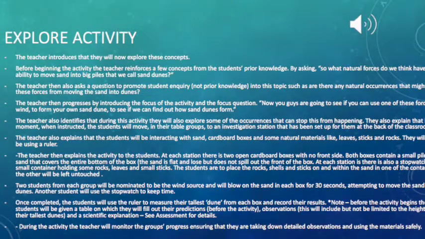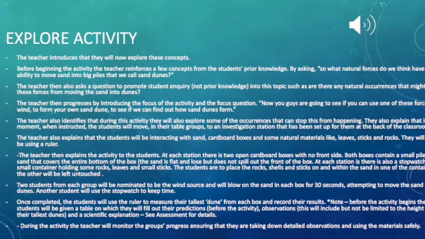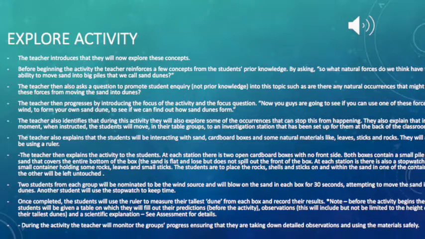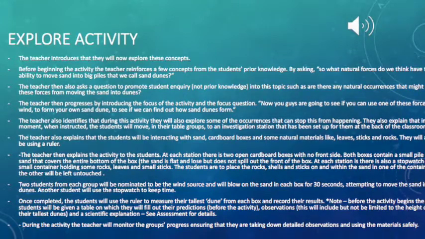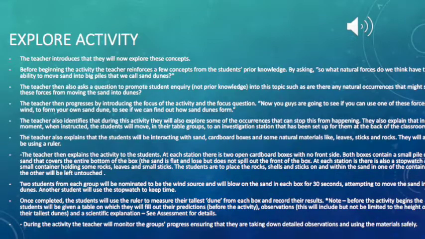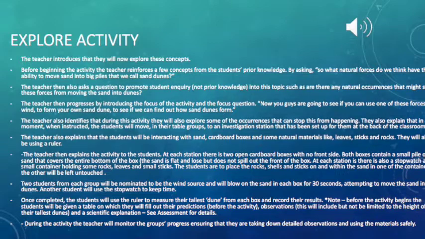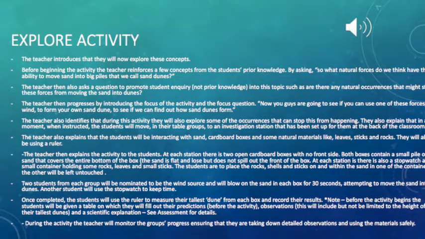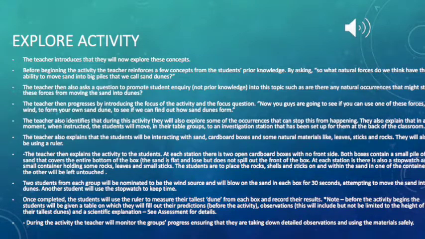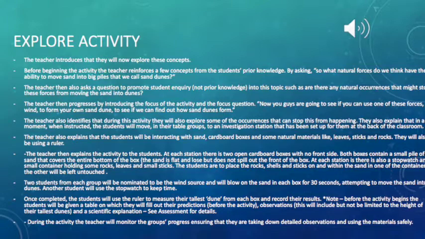The teacher also identifies that during this activity, they will also explore some of the occurrences that can stop this from happening. They also explain that in a moment, when instructed, the students will move in their table groups to an investigation station that has been set up for them at the back of the classroom. The teacher also explains that the students will be interacting with sand, cardboard boxes, and some natural materials like leaves, sticks, and rocks. They will also explain that they will be using a ruler.